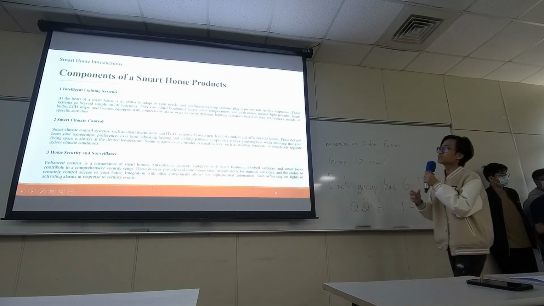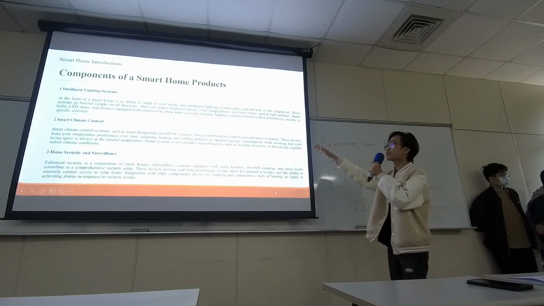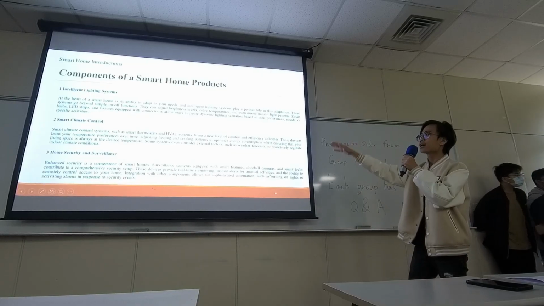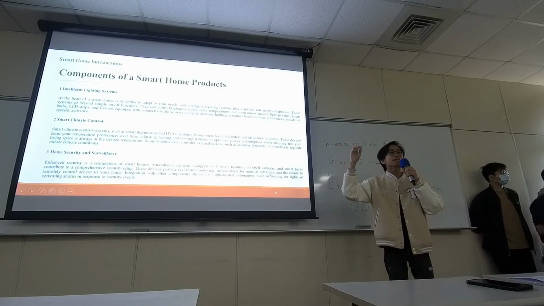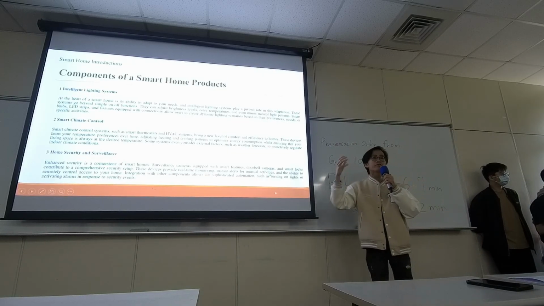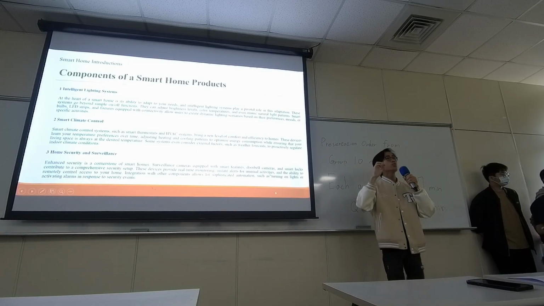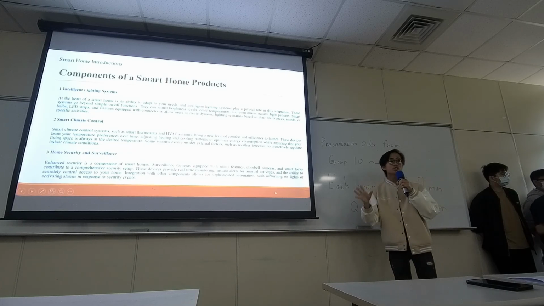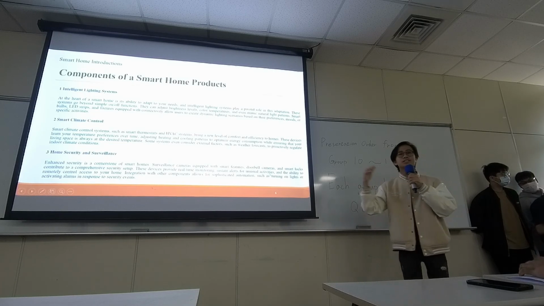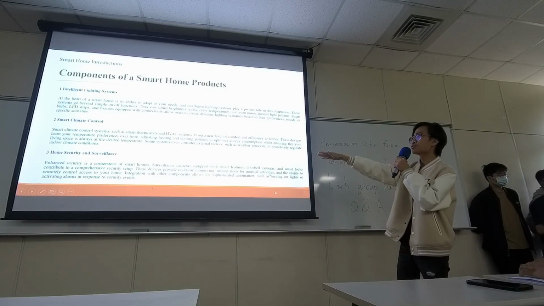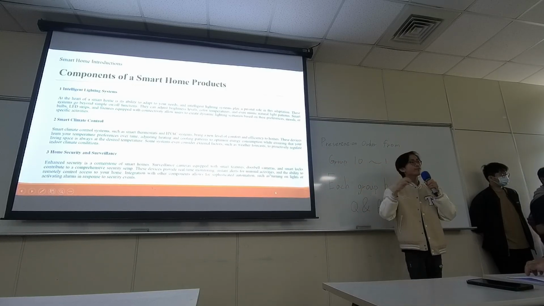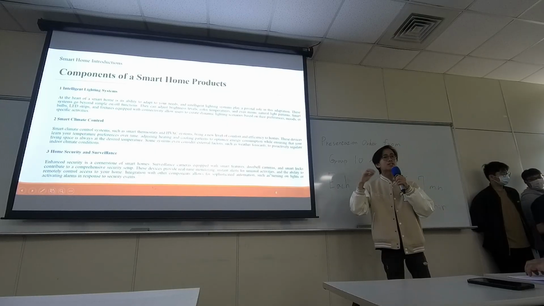Next one. And then there are all the components of the smart home products, which is the intelligent lighting system, where it gets turned on when there's motion activity inside the room. And then there's smart climate control to control all the environment inside the home, from the temperature to humidity and all the other stuff inside the room. And there's home security and surveillance, starting from a smart door lock to all kinds of other stuff.